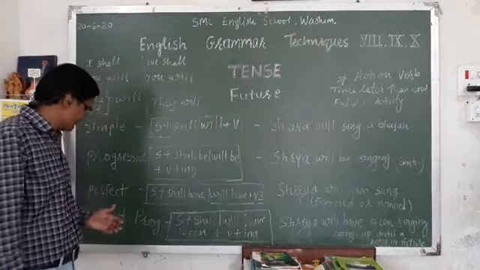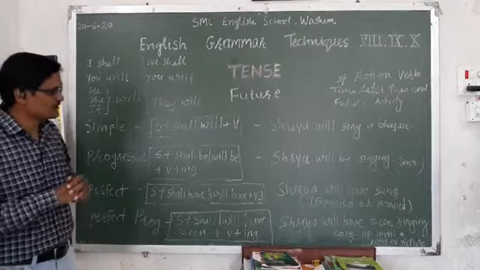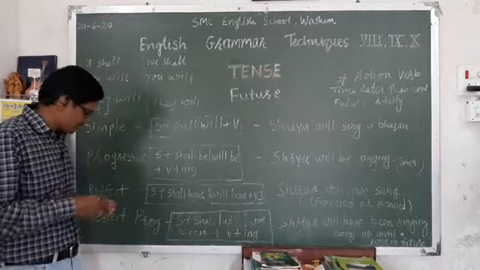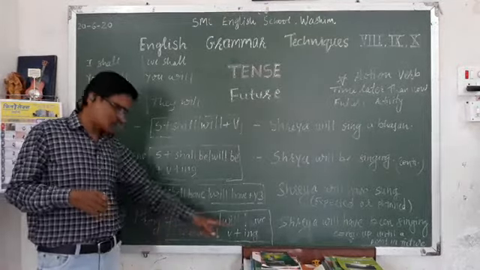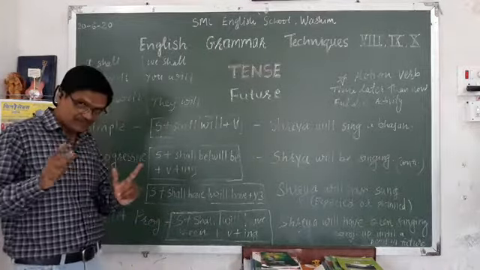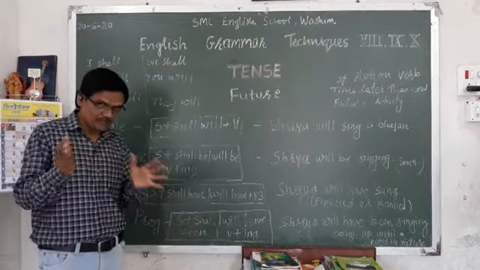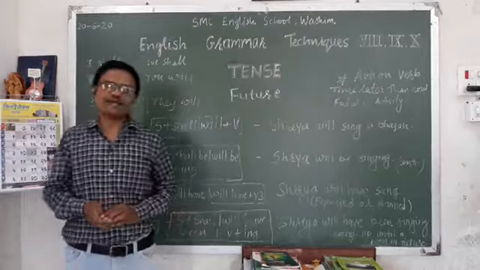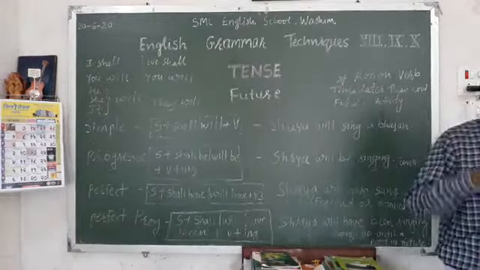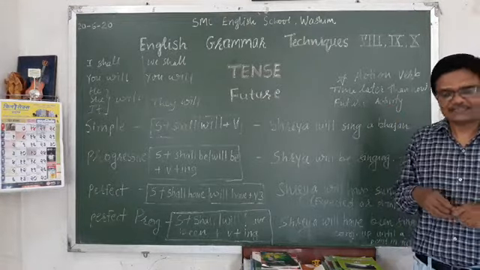Now lastly we have come to learn perfect progressive. In perfect progressive future, what's the formula? Just take a quick look. Subject plus shall have, will have. I repeat, subject plus shall have, will have, plus been. Shall have been, will have been, plus verb plus ing. This is again a continuous action, a long progressive action in future tense.